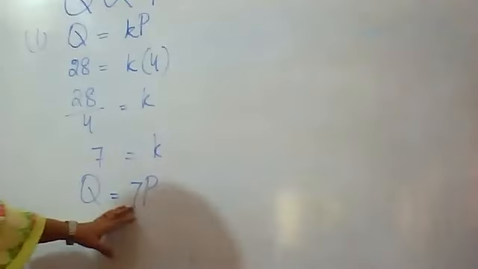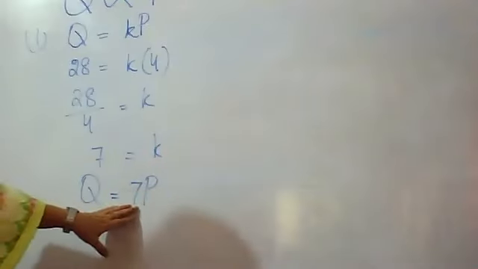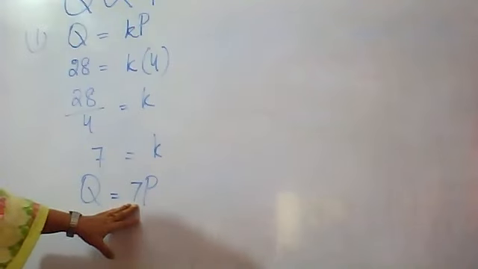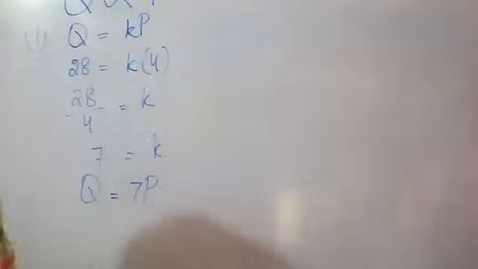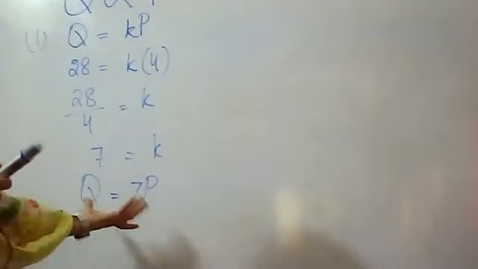Miss, where did the question number 7 come from? It's written 7 is equal to K. So at the end, where is the K? We're writing Q is equal to 7P. I have written K's value here for the equation. This is the equation connecting Q and P.